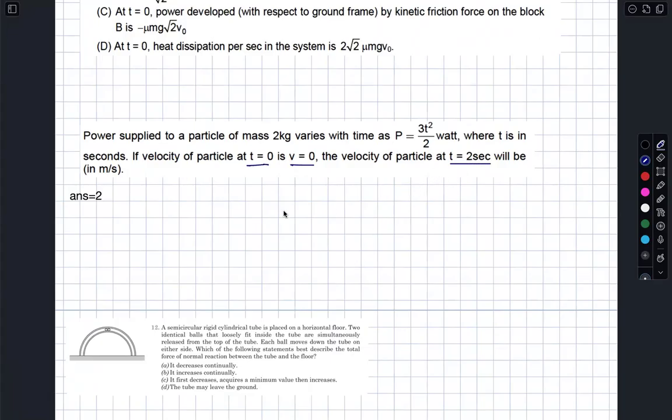Hold on. Arya, you give me whatever the condition. My point is very clear. Power for me is always F times V, and that is 3t²/2. Here, in place of F, you should use m dv/dt, times v, equals 3t²/2. So m v dv is 3/2 t² dt.